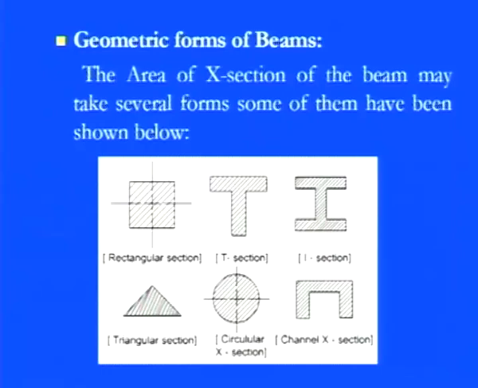Now we have the geometric forms of a beam. The area of the cross section of a beam may be taken in several ways, and corresponding applications depend on what area you have chosen. We can choose a rectangular cross section, where the beam has a rectangle as its cross section. A rectangular cross section always gives you a clear feeling of how the central axis is, that is, the central axis passing through both ways is uniform.